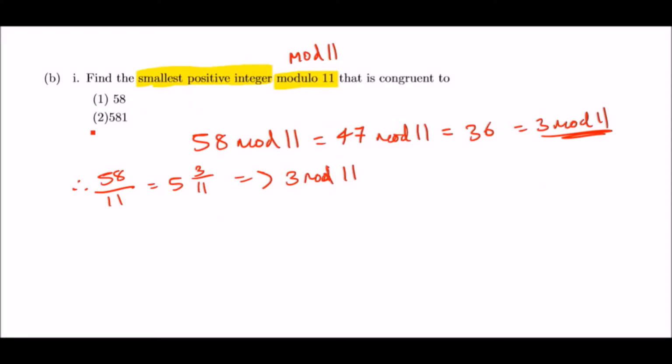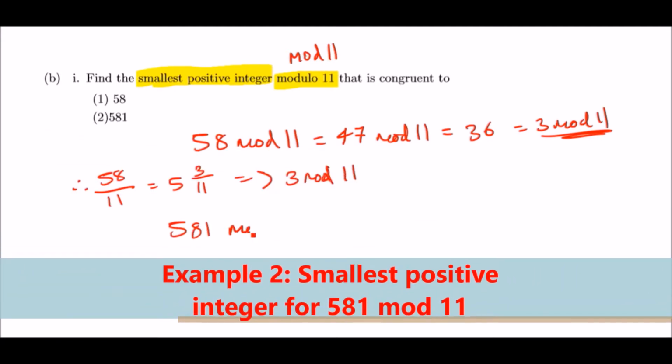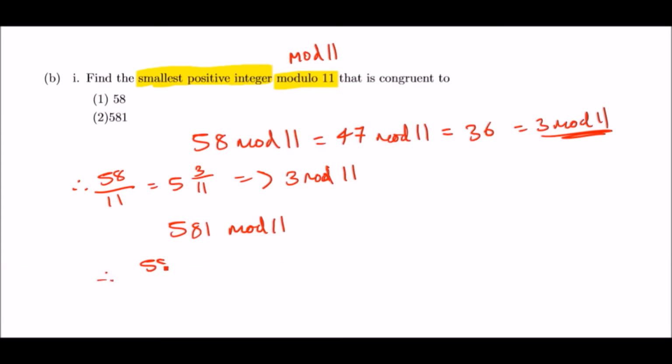So let's try that for 581 now. So 581 mod 11. Using the remainder theorem, you can just say 581 divided by 11. Change this to a mixed fraction in your calculator, and you should get 52 and 9/11ths, meaning the remainder is going to be 9 mod 11. And that's your answers for both.